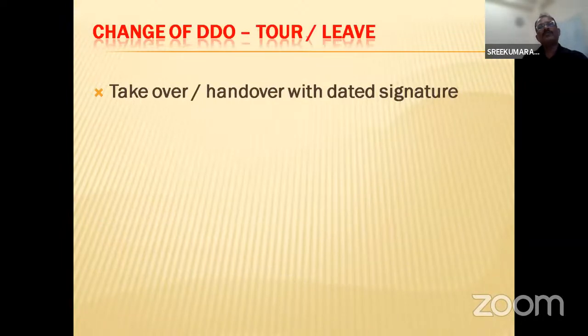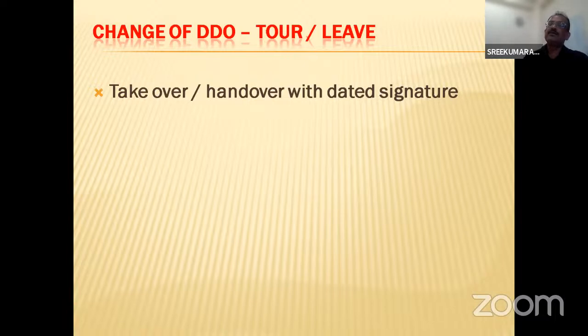Change of DDO when on tour or on leave. So normally, when the regular incumbent goes on leave or tour, then there has to be a handover and takeover, because you are handing over to another officer who will be discharging the duties of the DDO. The new incumbent DDO will have to physically verify the cash, and he has to certify that this much amount has been taken over.